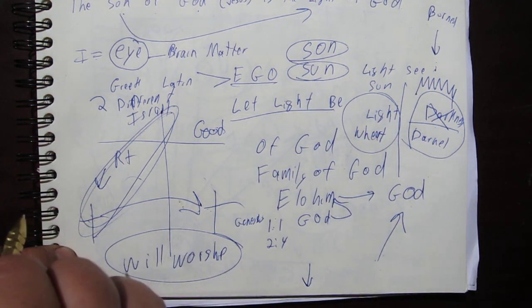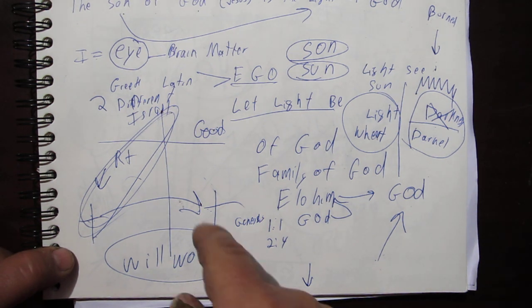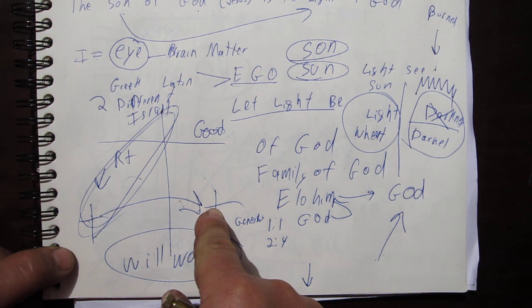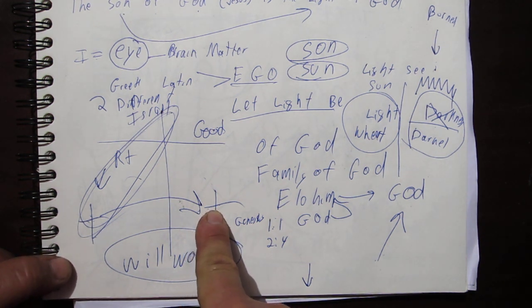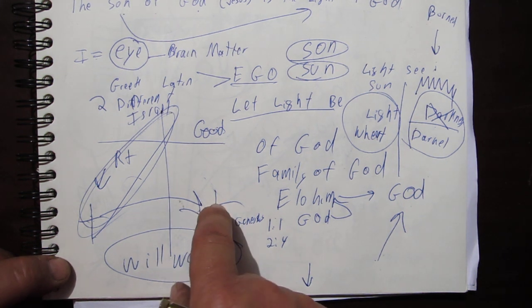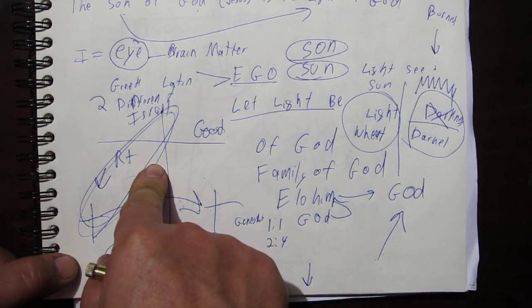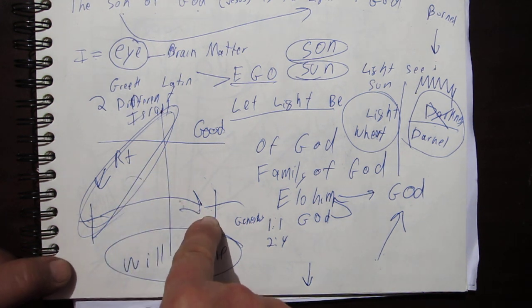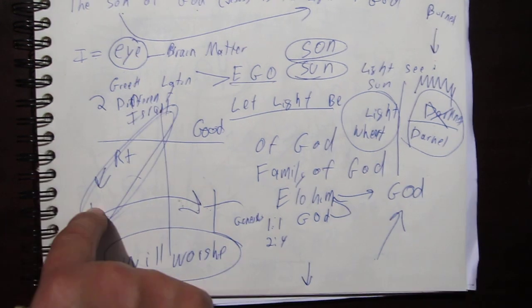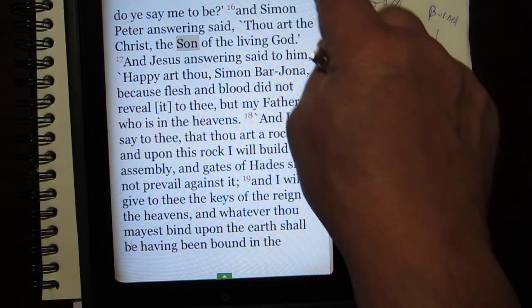That's what the thief on the right had said. The thief on the left said, "Save thyself and us." He was trying to tempt Jesus to care more about himself and what Jesus had to go through. And the thief on the right condemned him and said that Jesus is good. So we can look at that again.